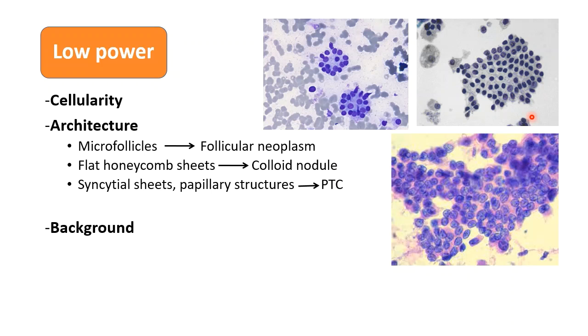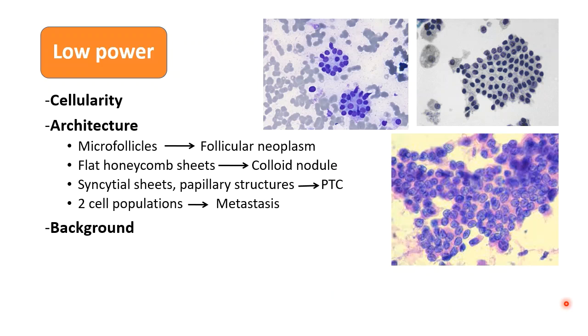Or the cells can be arranged in syncytial sheets forming papillary structures where there is nuclear overlapping and crowding. So if you have such a papillary structure with nuclear overlapping, crowding, think of a papillary thyroid carcinoma. And if you have two cell populations where one is looking malignant, the other is looking benign, think of a metastatic carcinoma.